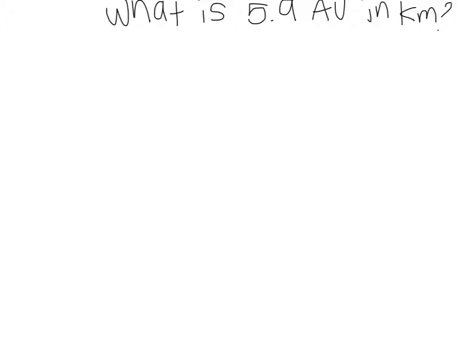Okay, so our first question is, what is 5.9 astronomical units in kilometers? So the way we would do this is we would first try to figure out what our conversion unit is. So in class, we learned that 1 astronomical unit is equal to 1.5 times 10 to the power of 8 kilometers.